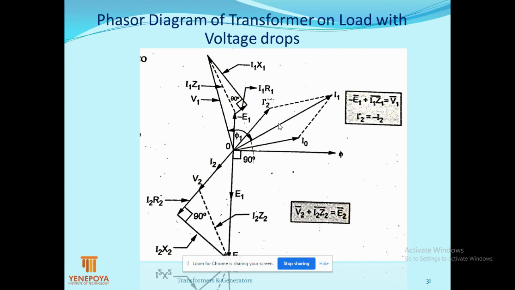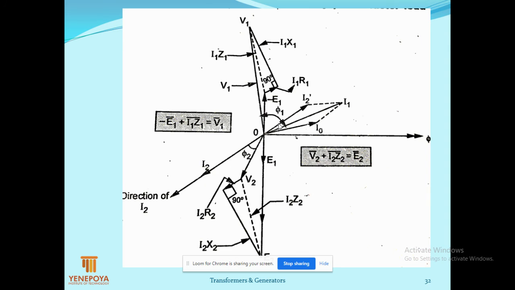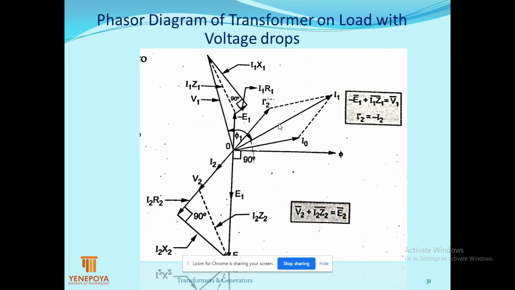We will see the phasor diagram of the transformer on load with the voltage drops. Here we have to consider the IR and IX drops on both the primary and secondary windings. We will go through it at a glance.